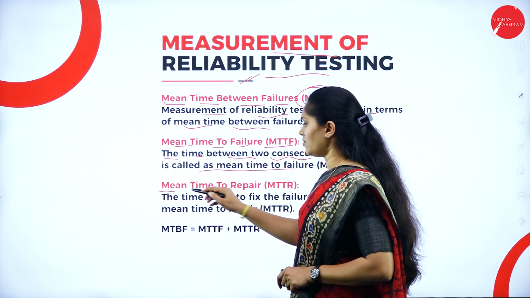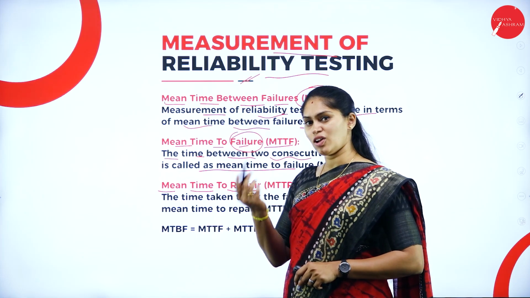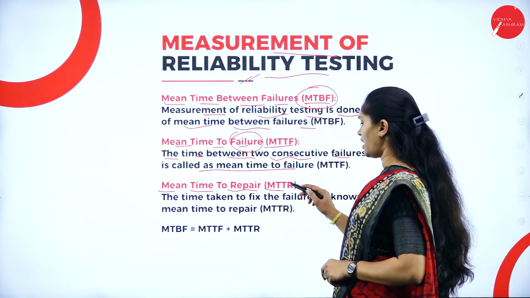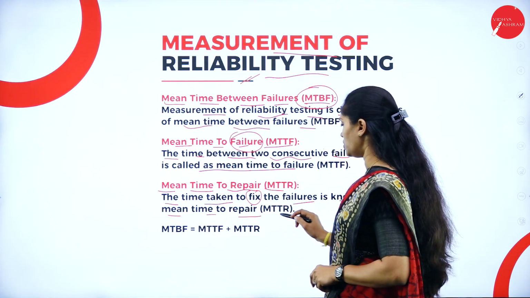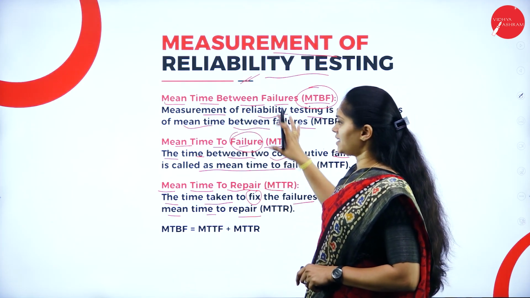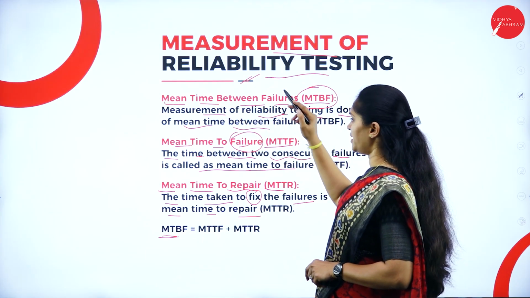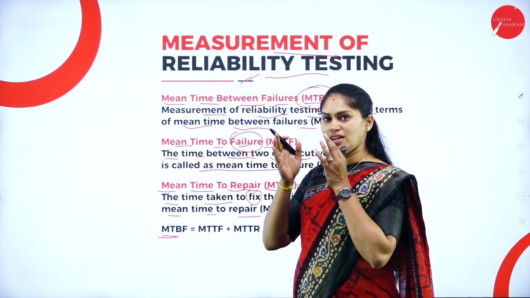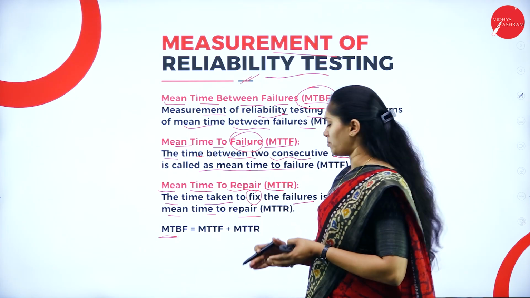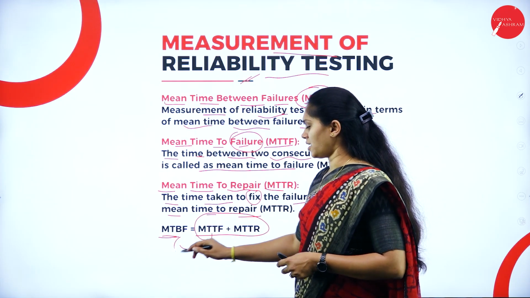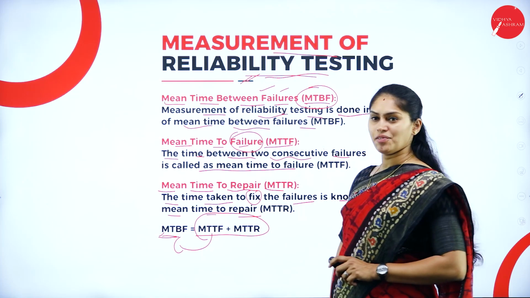Next, the second one, we have mean time to repair. So here we had a failure, right? The time it takes to recover from that failure will be considered as MTTR. The time taken to fix the failures is considered as mean time to repair. So the total time it requires, we call that MTBF, mean time between failures. That is the addition of the time interval between 2 consecutive failures and the time it takes to recover from that failure. So if we add these two, then we can get the complete mean time between failures. This is how reliability testing takes place.